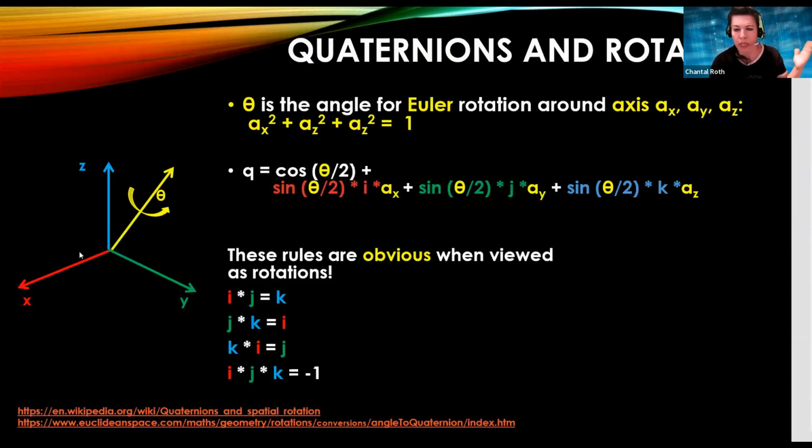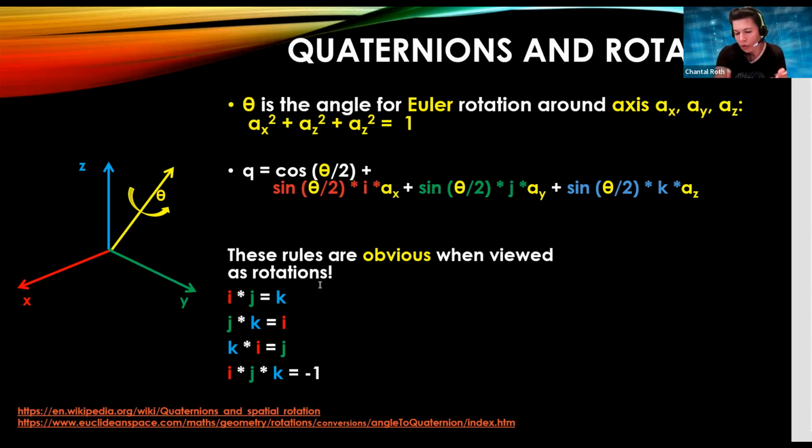Just as an example, if you're used to using Euler angles and you want to rotate something around an axis with Euler angles, then this is how you would translate it to the quaternion. Like if you want to program it, then you would program it that way, basically.